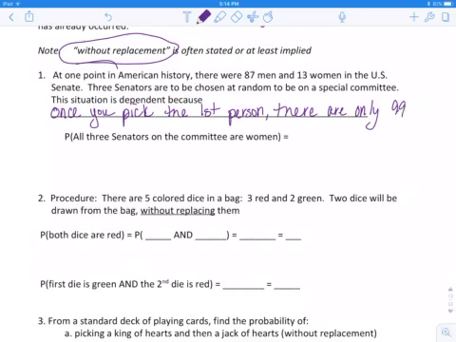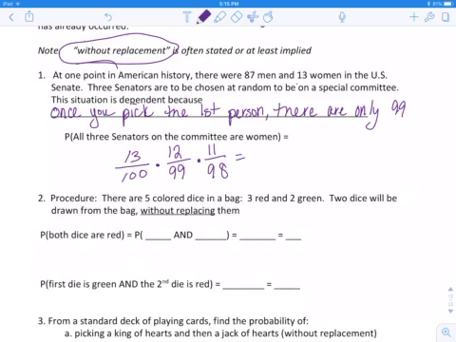The denominator changes. So if we want to find the probability that all 3 senators are women, we want the first to be a woman, the second to be a woman, and the third, and we'll be multiplying. For the first person chosen, there would be 13 women out of the total 100 people, 87 men and 13 women. Now the probability that the second one is also a woman: there are only 12 women left over 99 people left. And for the third one, there would only be 11 women left out of 98 people.